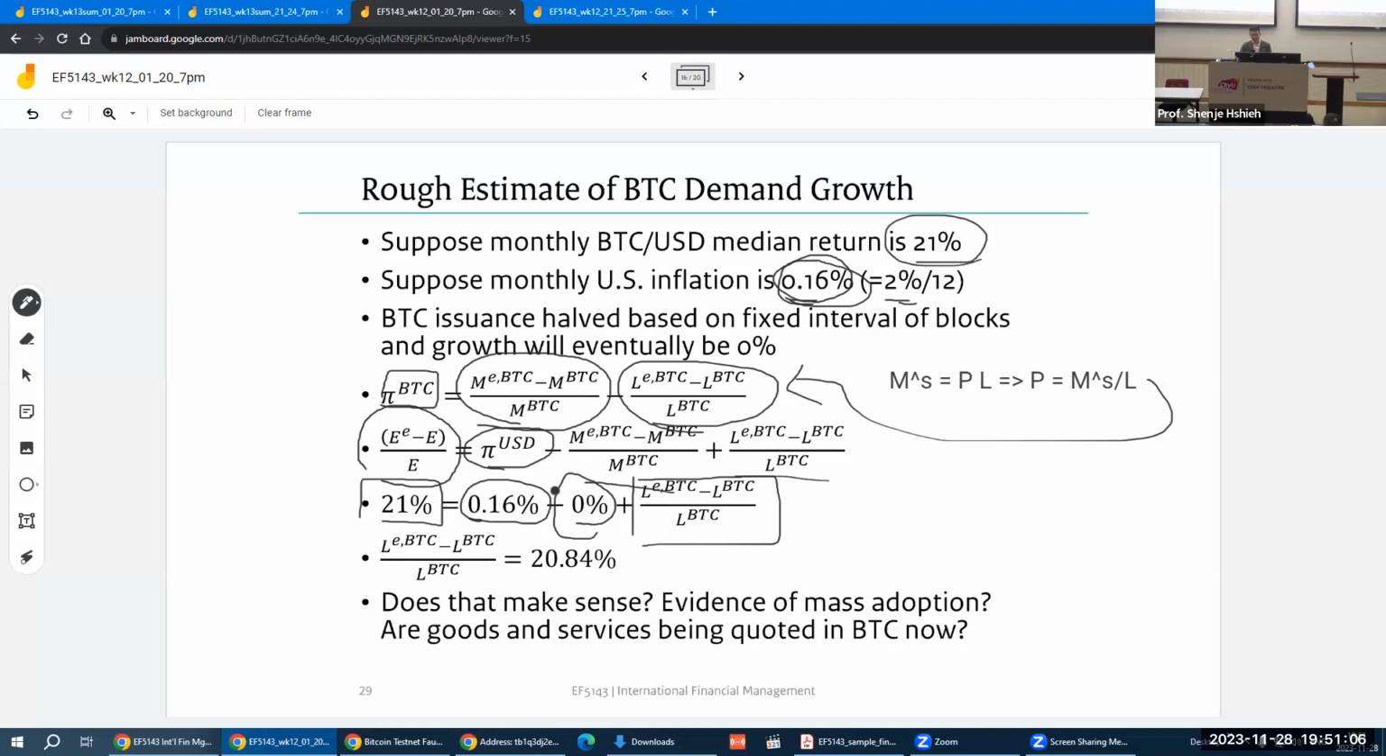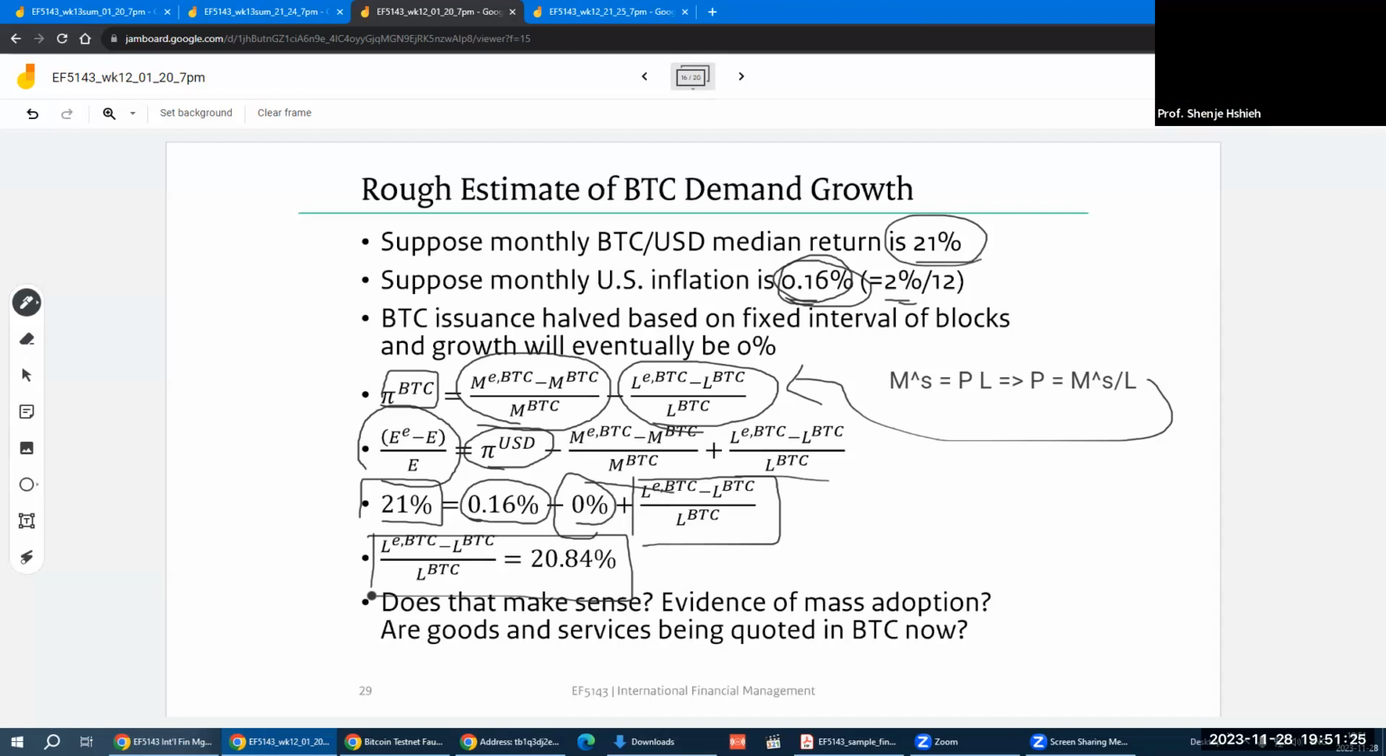So just solving for this, after moving all the variables from the right side to the left side, this model, relative PPP, tells us that money demand, liquidity demand for Bitcoin is increasing at a rate of about 20% per month in the long term. Does that make sense?